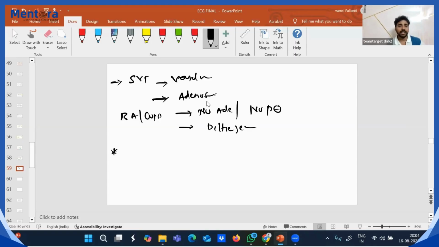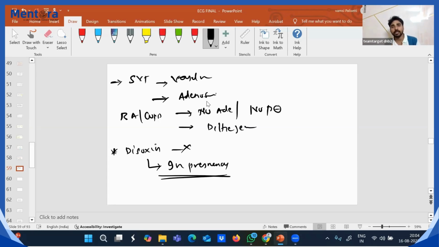So what they are asking is, usually digoxin we are not using. Okay, but the only indication of digoxin in clinical practice is in pregnancy. Very important, crucial point. Right? If any pregnant patient develops SVT, you cannot give adenosine, you cannot give metoprolol, you cannot give diltiazem. All these things are contraindicated in pregnancy. The only drug which is safe in pregnancy is digoxin. Okay.